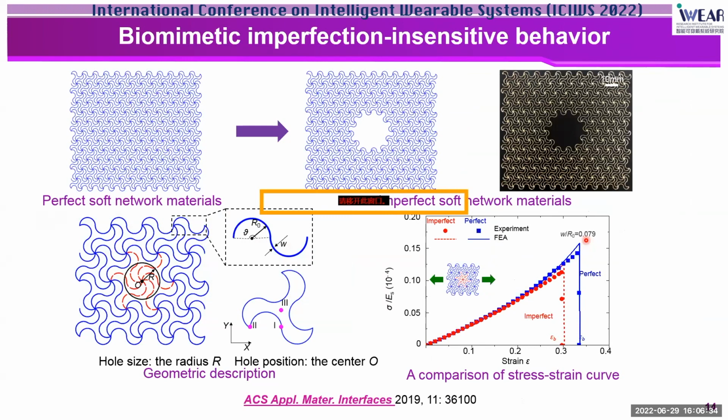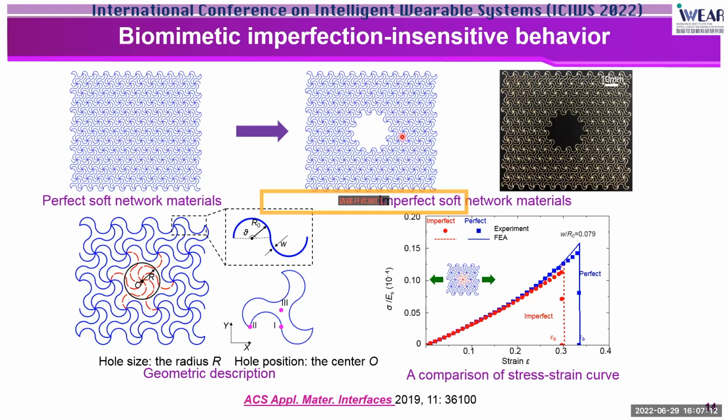Okay, the developed soft network materials also show a bioinspired imperfection-insensitive behavior even when the network is made of brittle materials. We know that when there is a circular hole in a solid brittle material, there will be a strong stress concentration around the hole. And this will result in a large reduction of the strength under uniaxial stretching, typically around 60% of the original strength for ideally brittle material. And the stretchability is also reduced significantly.